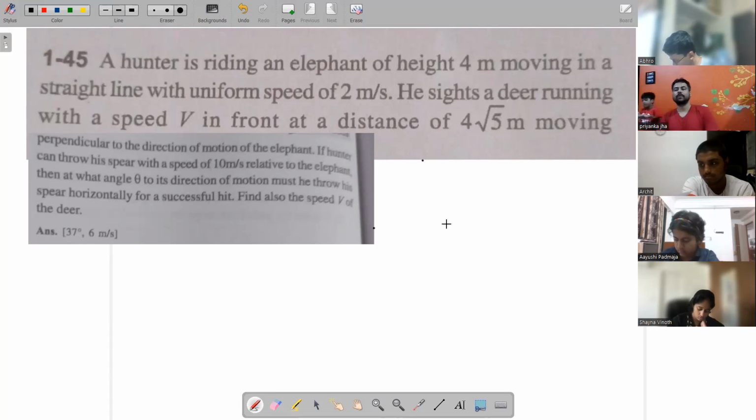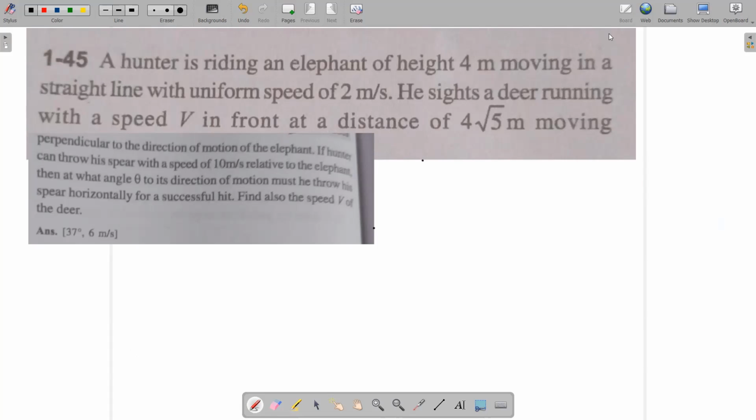Okay, let me solve it now. See, the question says that a hunter is riding an elephant of height 4 meters. So from the ground, he is at some 4 meter height. He is moving in a straight line with a uniform speed of 2 meters per second. That elephant is moving with 2 meters per second.